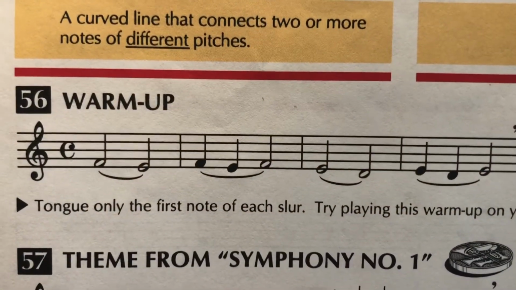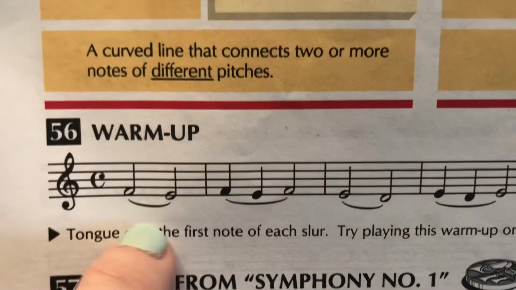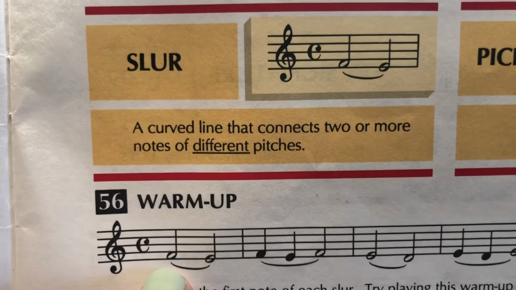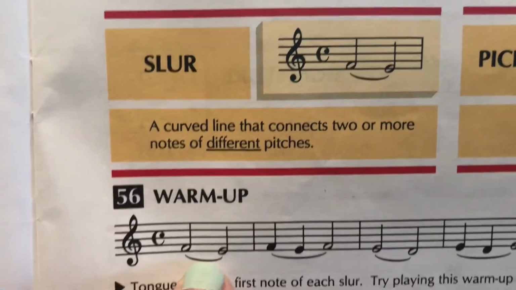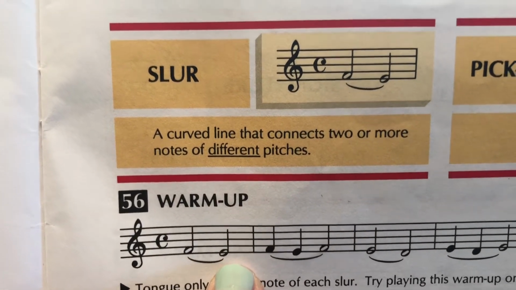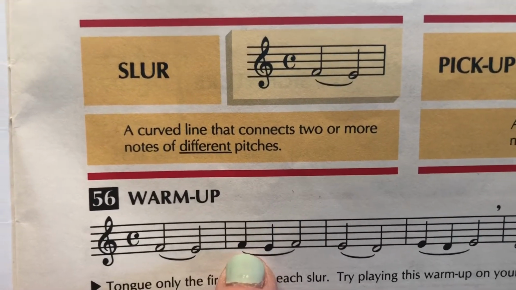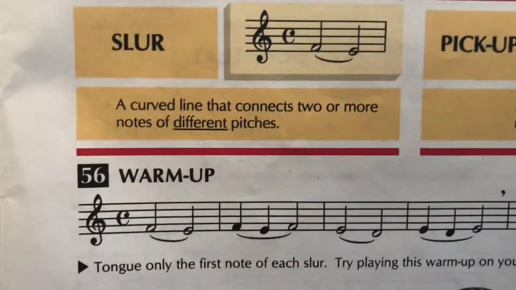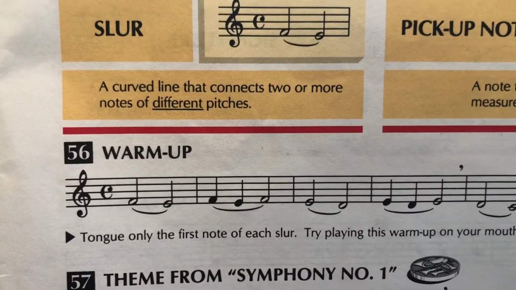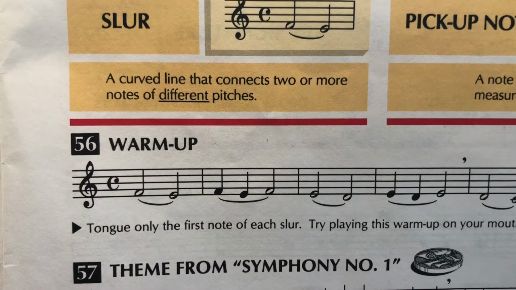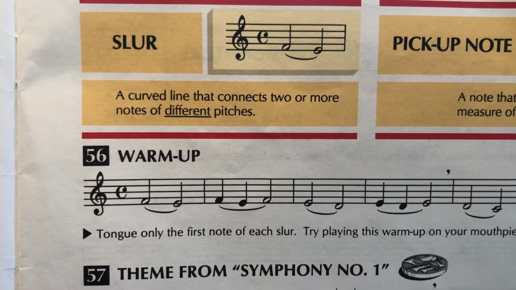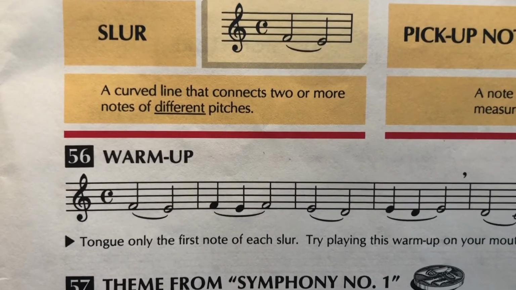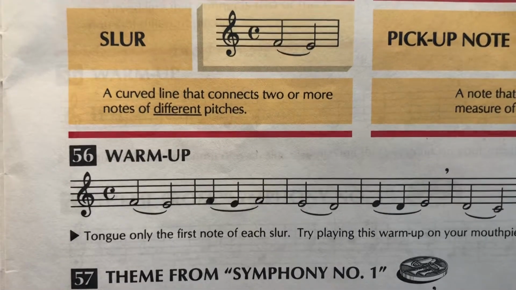This warm-up shows several different measures with the slurs underneath the notes. And each slur starts at the beginning of the curved line and ends at the end of the curved line. And then you start a new slur here in the next measure at the beginning of a new slur line, and it ends here. When you connect the notes, you do not use your tongue to separate them. First, I'm going to play the notes the way that we normally would if we did not see a slur. If a slur was not there, what would it sound like? Let me play an example for you.